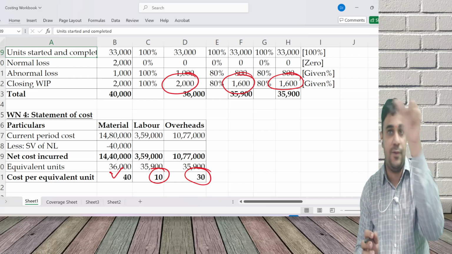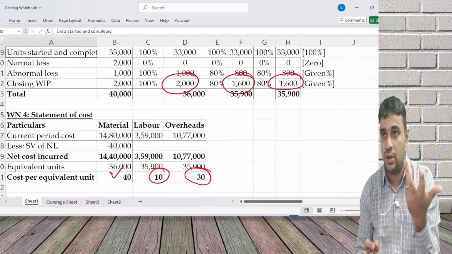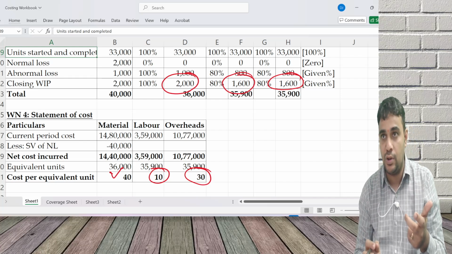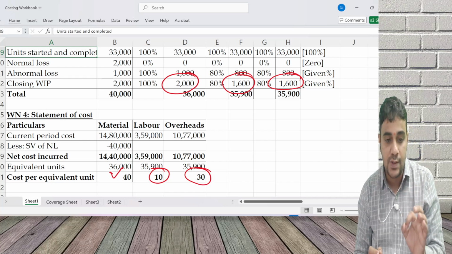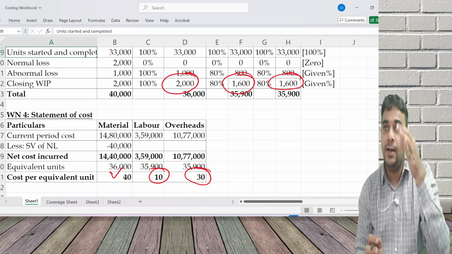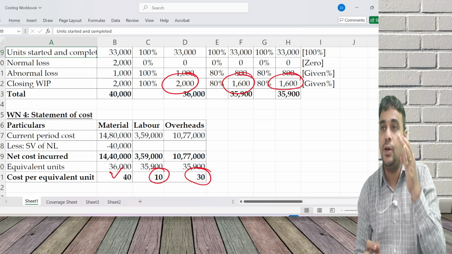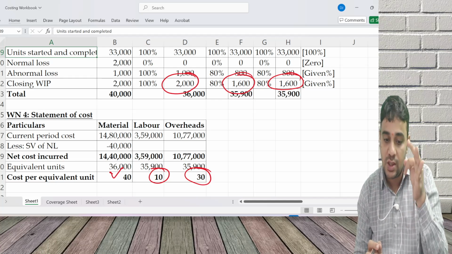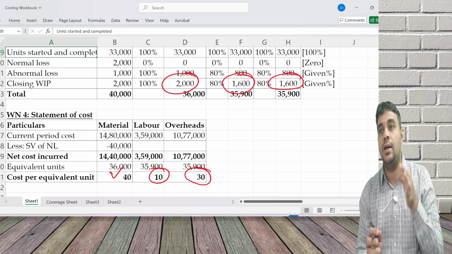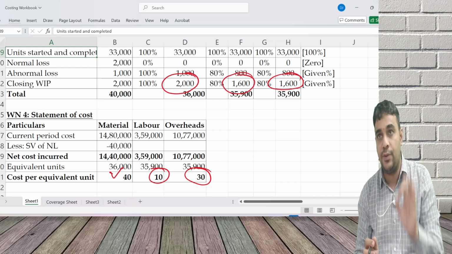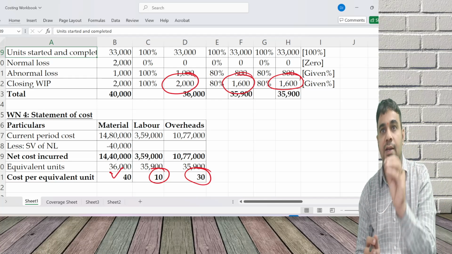In that process, you are left with the credit side. Abnormal loss, you don't know the value. Closing WIP, you don't know the value. Transfer to next process, you don't know the value. So what is the value of abnormal loss? 1000 into 40, 800 into 10, 800 into 30. Closing WIP: 2000 into 40, 1600 into 10, 1600 into 30. Transfer to next process is not directly coming, it is going to come in some way.